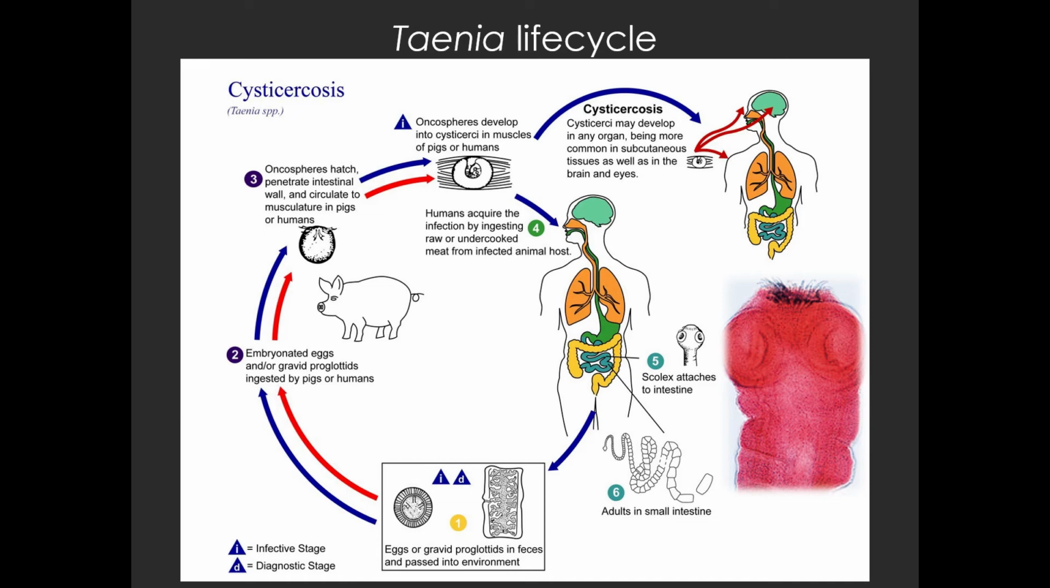And when you do that and you deposit those eggs into your own mouth, they will do just what they did in the pig, and those eggs or proglottids that you've ingested will hatch, they will penetrate the intestinal wall, and they will circulate into your musculature, and worst case scenario will migrate into the brain.